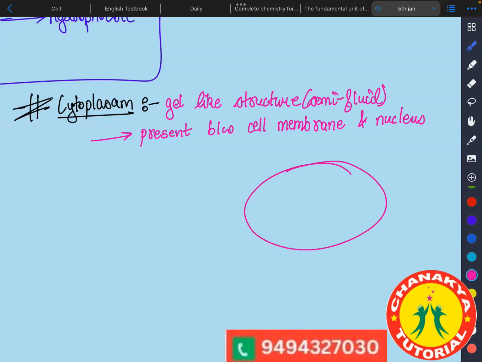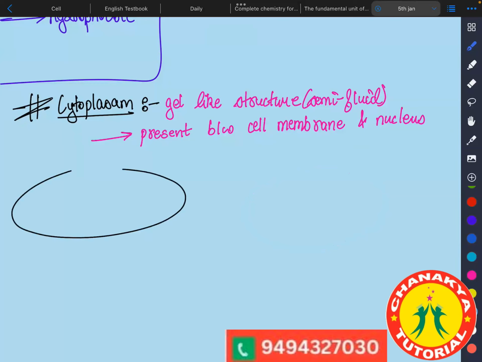Okay, so if there is a cell, and there is a nucleus, the cytoplasm is present in this space only. It is not present inside the nucleus, and it is not present outside the cell either. So this one is cytoplasm.